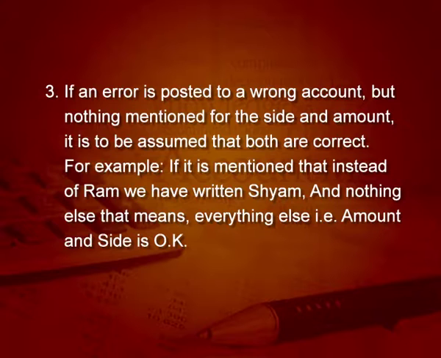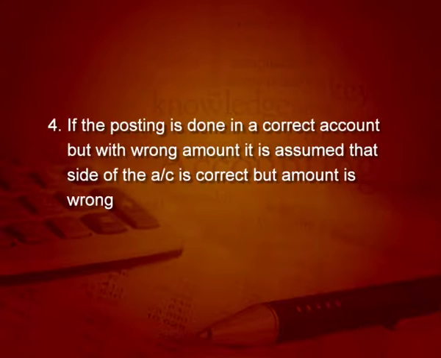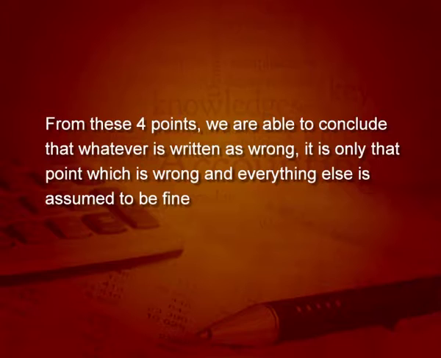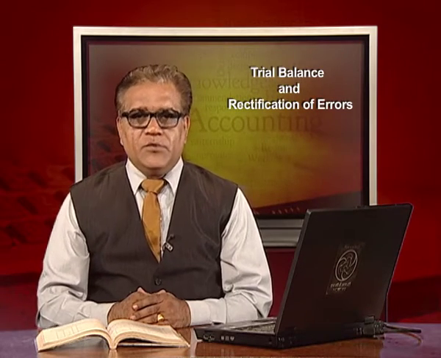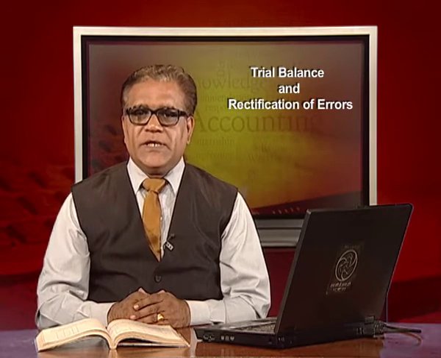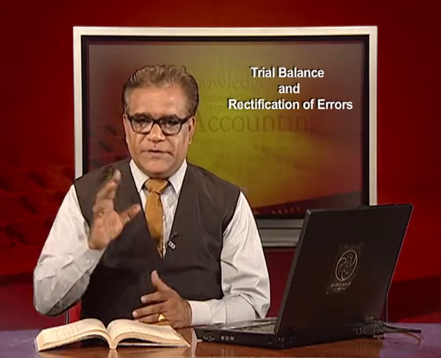That is, amount is okay, debit or credit side is okay, the difference is only in name. Trial will tally. Next point, if the posting is done in a correct account but with the wrong amount, it is assumed that side of the account is correct but only the amount is wrong. So, from the above 4 points, we are able to conclude that whatever is written as wrong, it is only that point which is wrong and everything else is assumed to be fine. Some more points are also there, but we will come to them in the next session, so that you are able to grasp these points first.